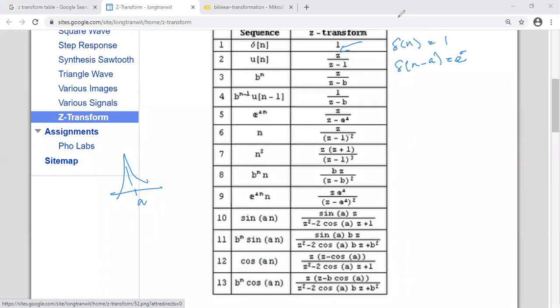It's not e to the minus. What did we say it was? Z to the minus a. Yeah, not on this table, but it is z to the minus a. So here's what I'm getting at now, with the question that you asked.